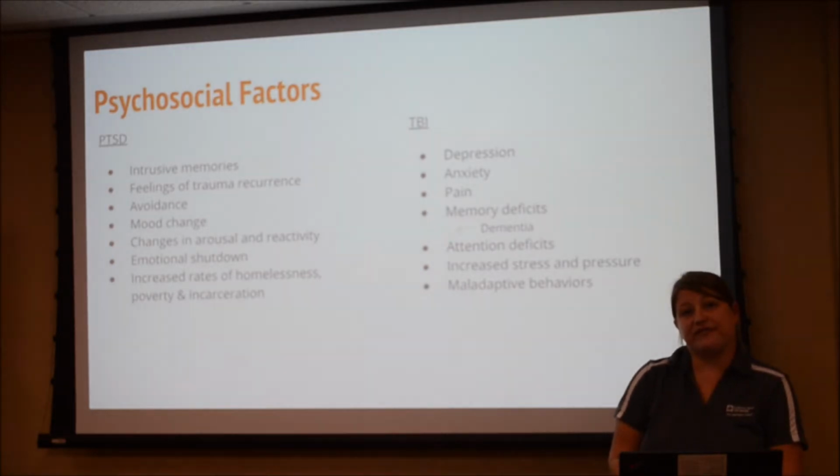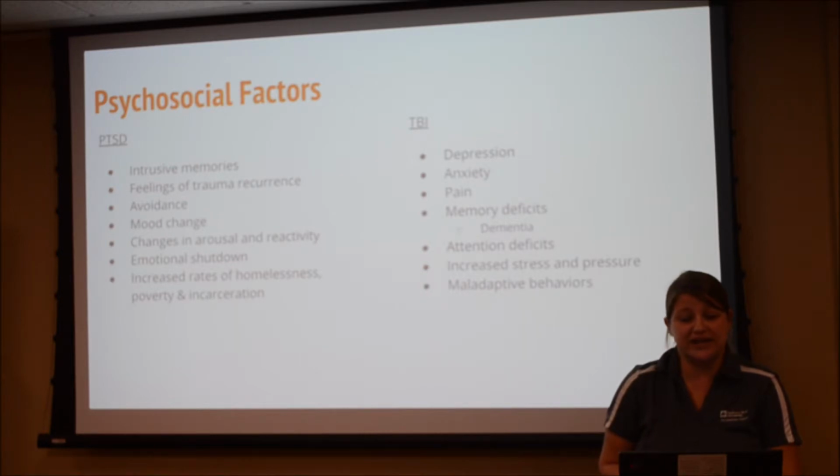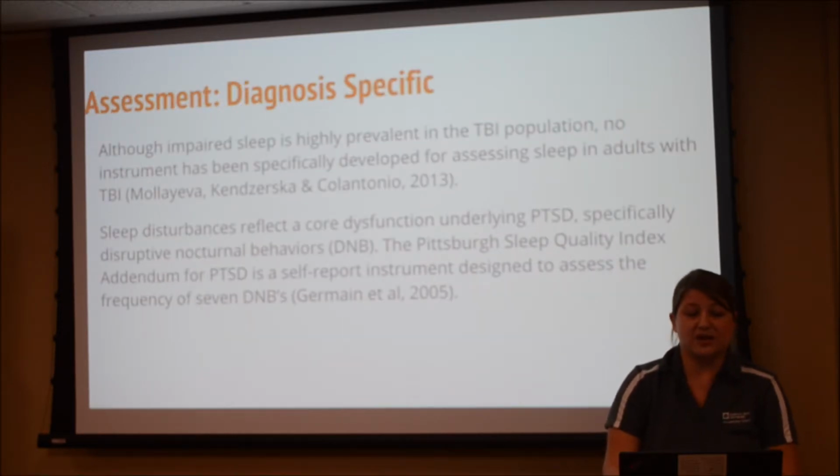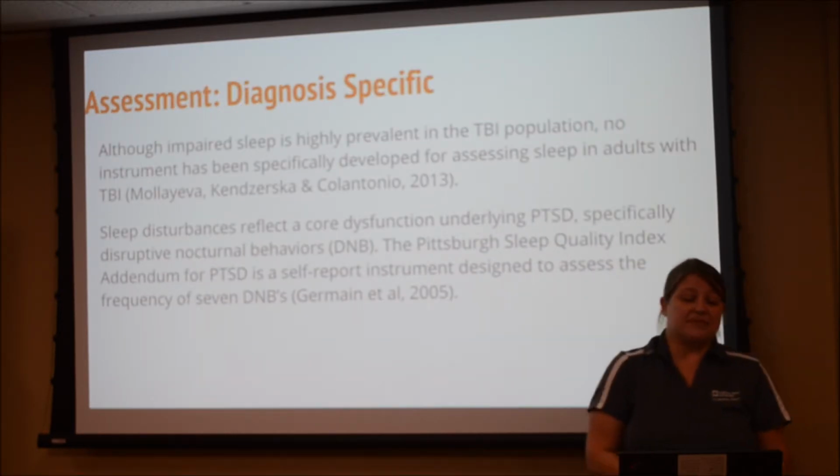Some psychosocial factors to take into account with those with TBI are often depression. Suicide ideation is a common occurrence in folks with TBI, especially in that first year after they have their brain injury. Anxiety, pain, there's sometimes memory deficits, very similar to dementia, attention deficits, increased stress and pressure, and they often have maladaptive behaviors. So let's talk about assessment.